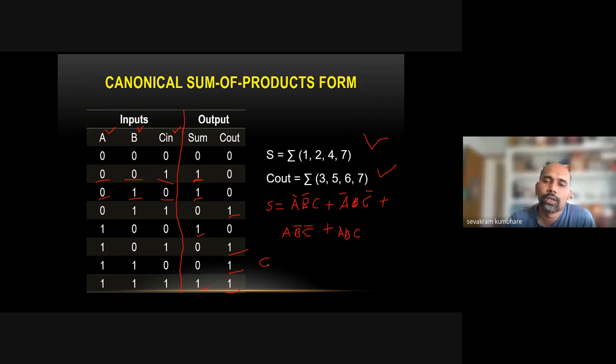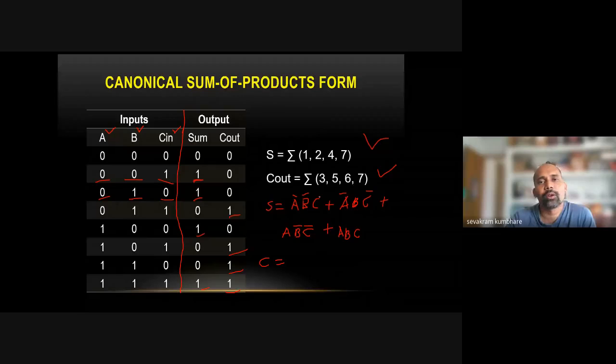Similarly, you can go for C out. So C out is equal to, what can we say? We need to take this one. So this is A bar, B, C plus, we need to take this one, A, B bar, C. We need to take this, A, B, C bar. We need to take this, A, B, C. So like this, we can write down the expression for C out. So this is sum of product.